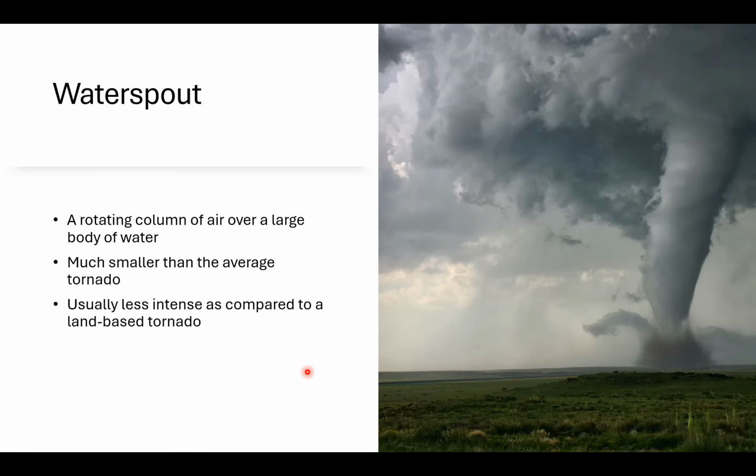Okay, waterspouts: a rotating column of air over a large body of water. They're in contact with that water surface. Tornadoes are over land. Waterspouts are over water. They're much smaller than the average tornado, and they usually are less intense as compared to the land-based tornadoes.